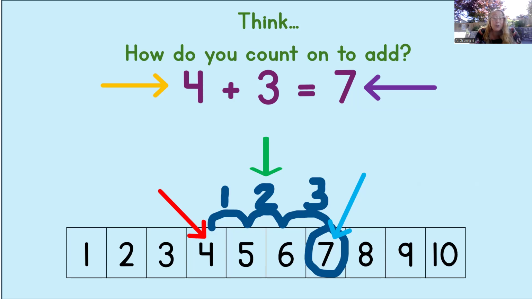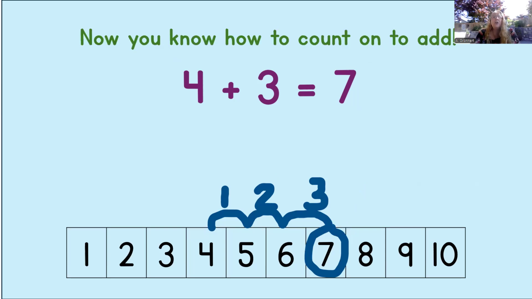Okay, now it's your turn. I want you to think. You know how to count on to add. Tell a friend all about how you can count on to add. Tell your mom and dad and teacher, how do you count on to add?